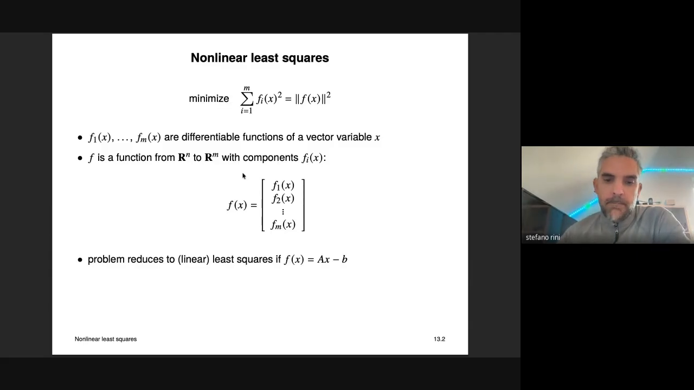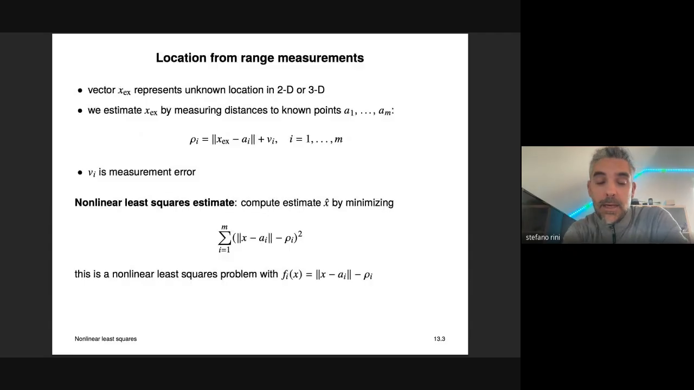So if we choose f to be an affine function, Ax minus b, then this will give us back our linear least square. So let's give some examples.